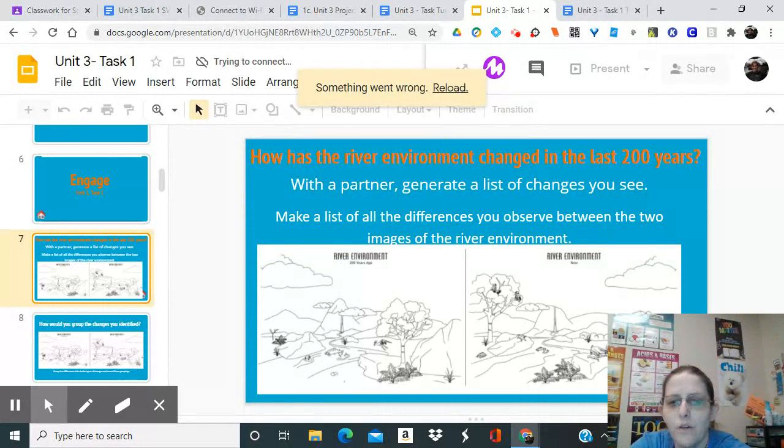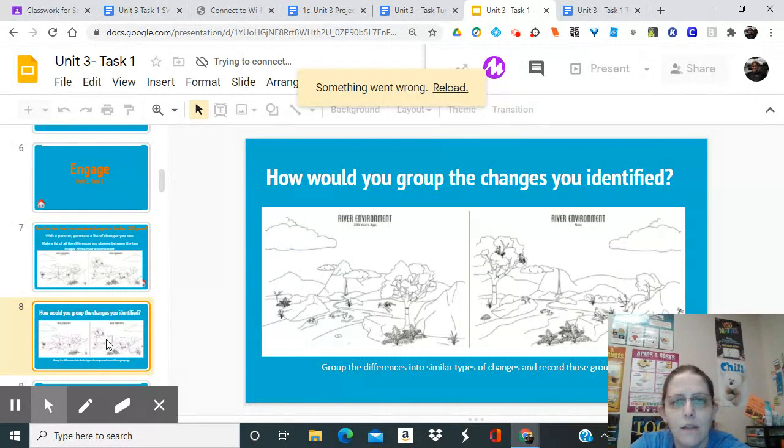All right, so what other changes? There's a tree here. What other changes did you see? Please write those changes in your student guide. Okay, just make a list. Doesn't have to be a paragraph or anything like that. Just a bulleted list is fine with me. Once you have that list, then you're going to group those changes. How would you group them into similar types of changes? And record those groupings.